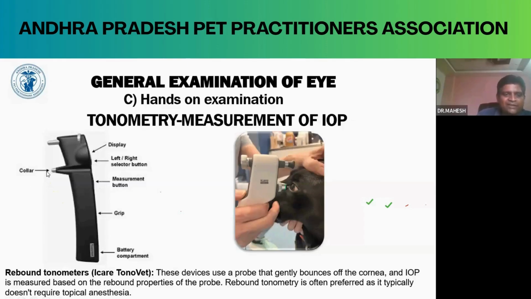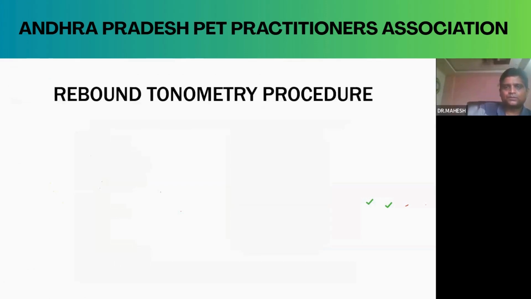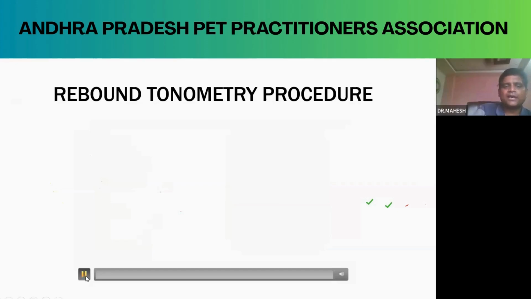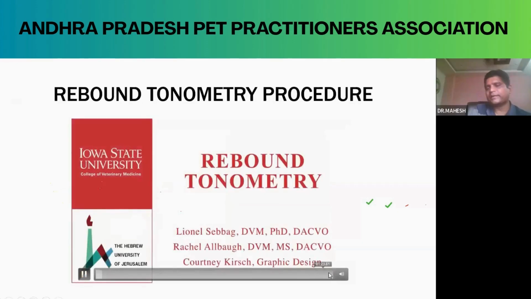Here is the column where we place the probe, and here the display is present. Here is the measurement button, the black or the blue. Here you can see the black color, and this is a grip where you hold it, and this is a battery compartment. For the rebound tonometer there is no need for surface anesthesia, but in our Indian scenario it generally requires surface anesthesia. This is a video where you can see how they are doing the rebound tonometer.